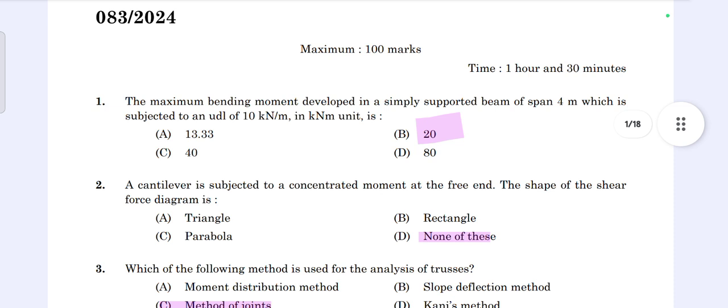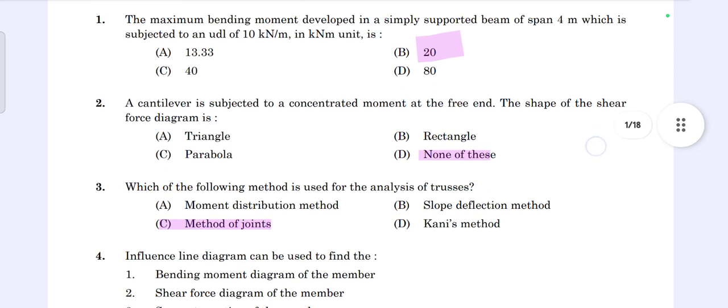Question number 1. The maximum bending moment developed in a simply supported beam of span 4 meter, which is subjected to a UDL of 10 kN per meter, in kilonewton meter unit is 20. A cantilever is subjected to a concentrated moment at free end. The shape of the shear force diagram is triangle, rectangle, parabola, none of these. In these options, none of these is the correct answer.